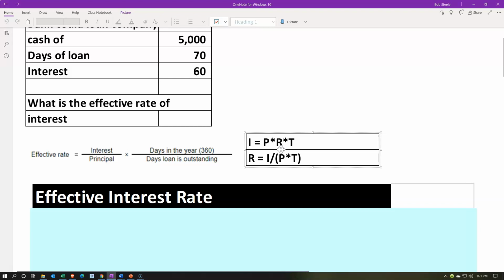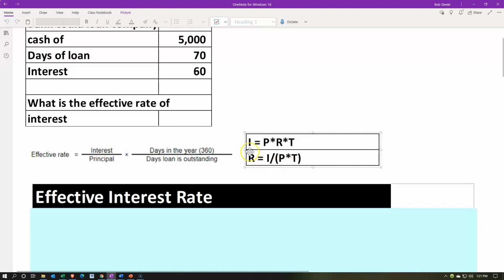So if we use our algebra to solve for R, we would then have R, the rate, this is going to be the yearly rate we're talking about, right, equals the interest, the amount of interest, divided by the principal or loan amount times T, and in this case, T is a fraction because it's going to be the fraction of a year that we have here.